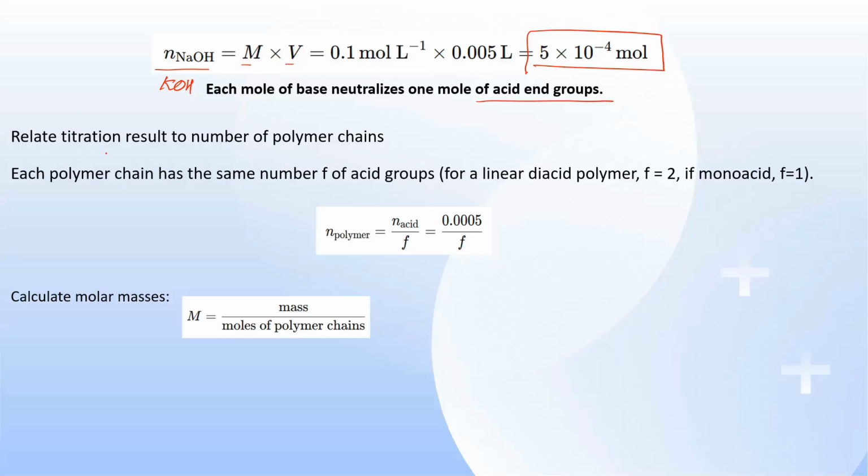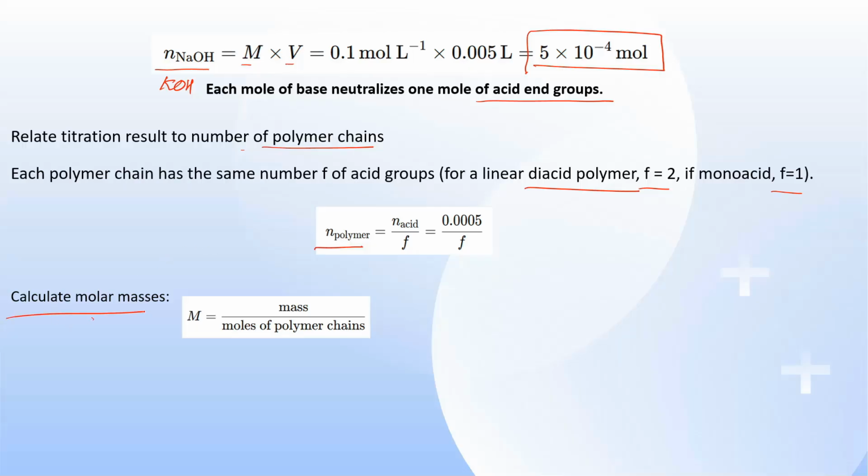Next, let's relate the titration result to the number of polymer chains. Each polymer chain has the same number F of acid groups. For a linear diacid polymer, which has functionality of 2, F is equal to 2. If it's monoacid, then F is 1. Then moles of polymer, N, will be moles of acid divided by functionality, and moles of acid is equal to moles of NaOH, that is alkali. That's why it becomes 0.0005 divided by F. So both A and B contain 0.0005 divided by F mole of polymer chains in their respective weight samples.